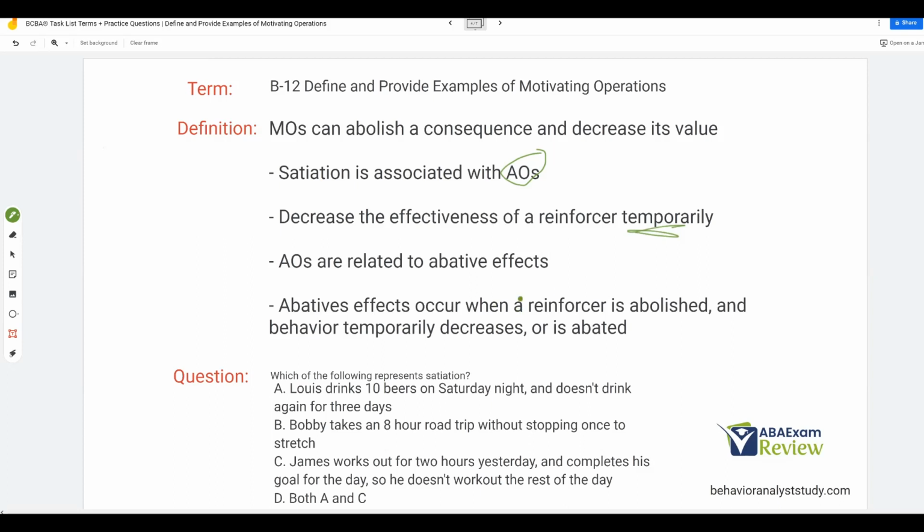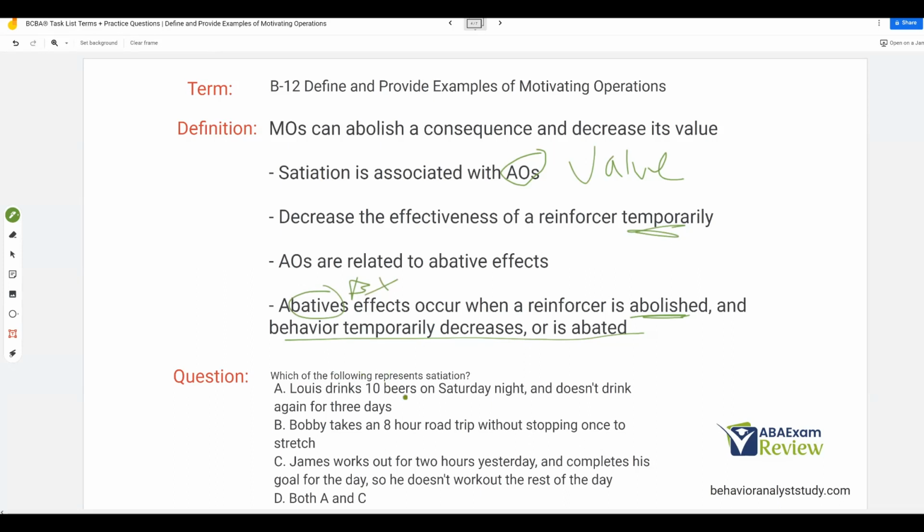But just like with EOs, if the reinforcer is less effective, what's going to happen? Well, the behavior is going to occur less often temporarily. So abative effects occur when a reinforcer is abolished and behavior temporarily decreases or is abated. So your AO is value, and abative is behavior.